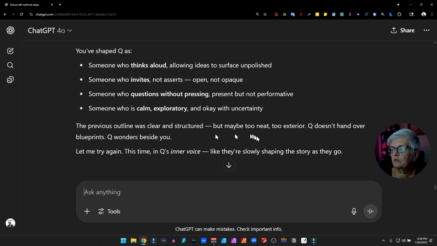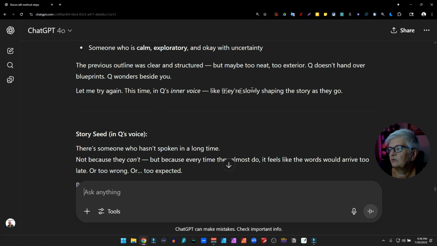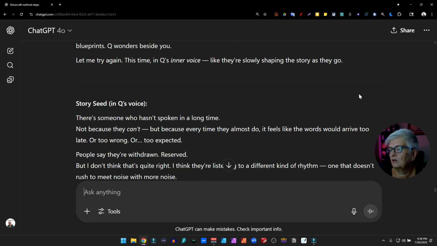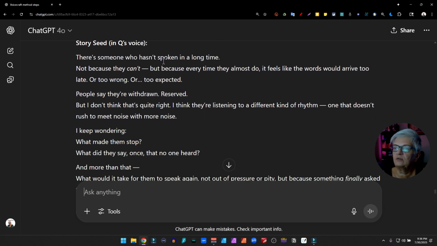The previous outline was clear and structured, but maybe too neat, too exterior. Q doesn't hand over blueprints. Q wanders beside you. That's precisely what it felt like. It's too finalized. Let me try again, this time in Q's inner voice, like they're slowly shaping the story as we go. Story C in Q's voice.